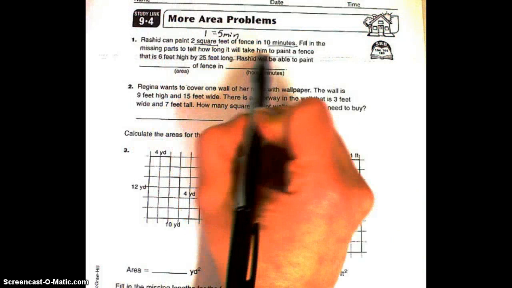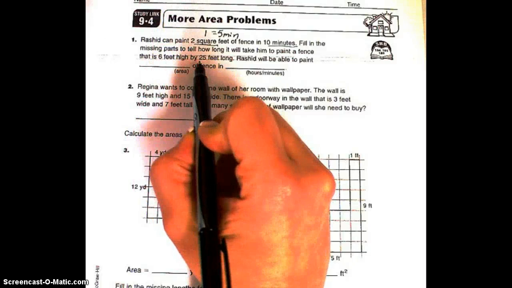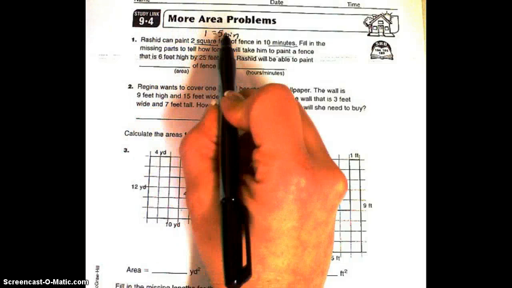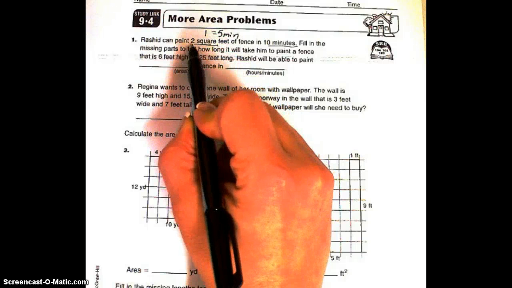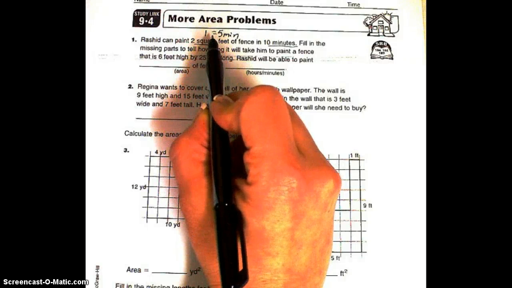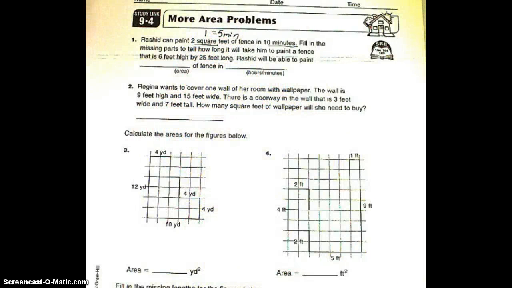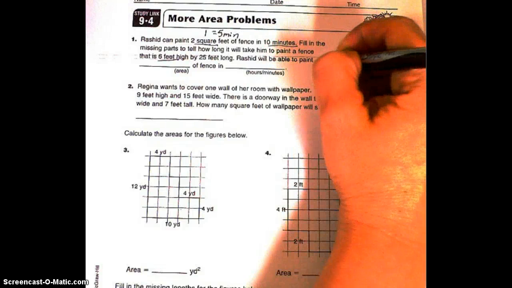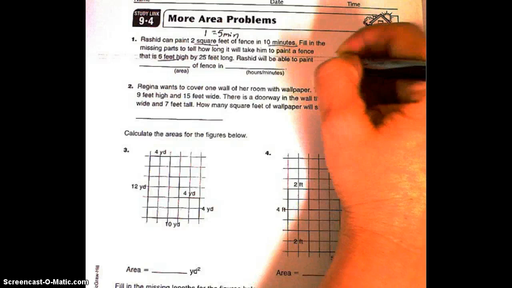And then we need to fill in the missing parts to see if it was a 6 foot by 25 foot fence on that one. So let's do this. If it takes him 5 minutes, or what if it's 2 square feet for 5 minutes, then let's take our number here. Hang on. And then it says we're going to change it from 2 feet to 6 feet. So 2 times what will equal 6, and that would be 3. So we're going to keep with that 3.